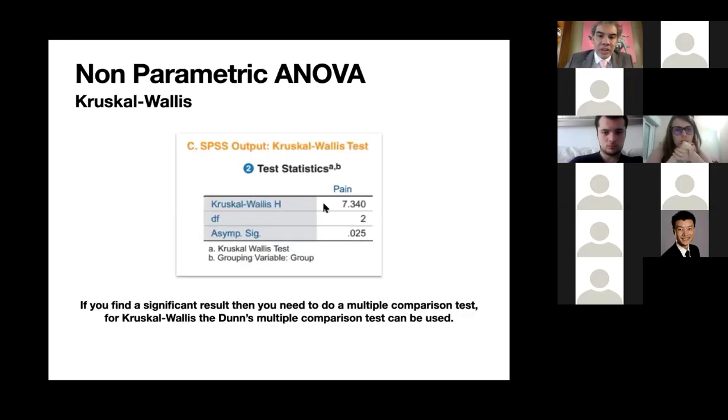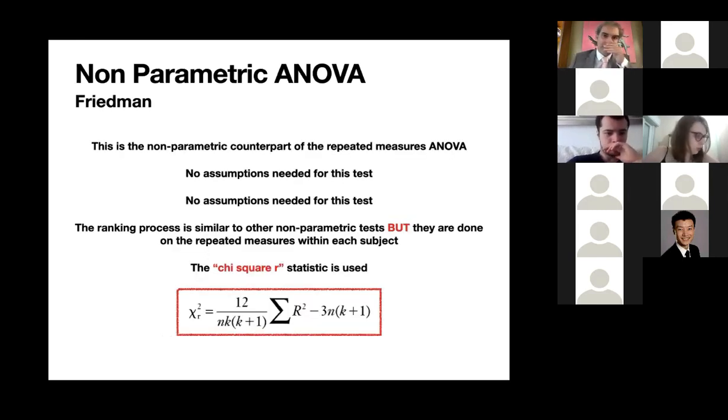Okay. So we see here my H statistic was 7.34. Then my p-value is 0.025, which is significant. Okay. If you find a significant result, then you need to do a multiple comparison test, as in every ANOVA-type test. Here, for Kruskal Wallis, you don't use Bonferroni, but you do Dunn's multiple comparison test. It can be used because Dunn works for non-parametric ANOVAs. Okay. That was the Kruskal Wallis, which is the counterpart of the one-way ANOVA.